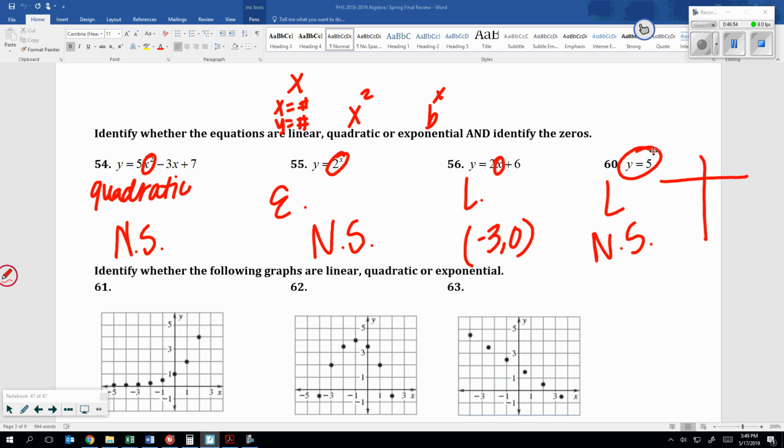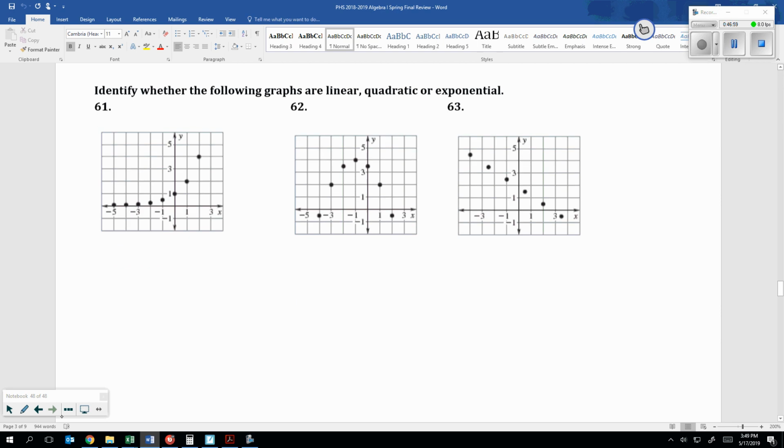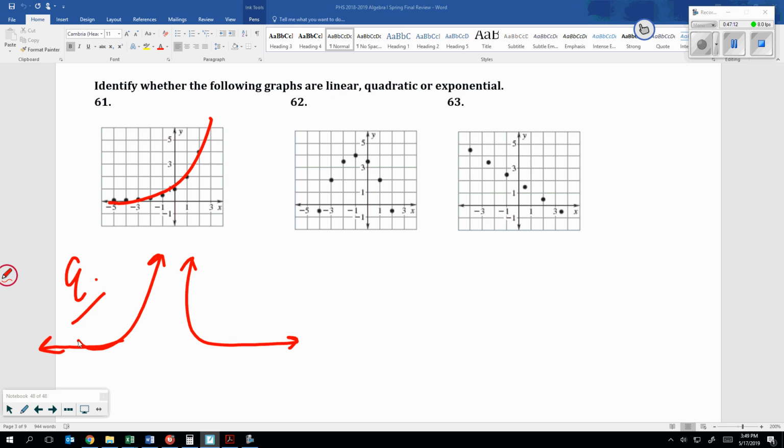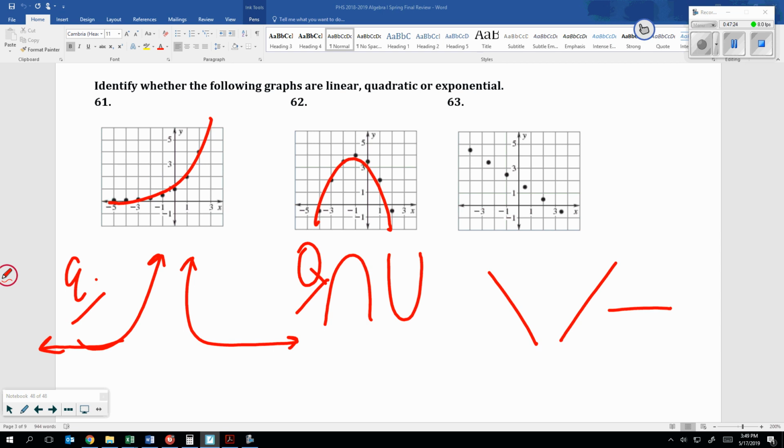For 61, so understanding and remembering, exponential functions are going to look like this. If we look at this, it follows that model, so this is exponential. For quadratic, it's going to have either a u or an n. We look here, it makes a u, so this would be quadratic. And linear is going to be any type of straight line that's given. So if we look at this, it's a straight line, so this would be linear.